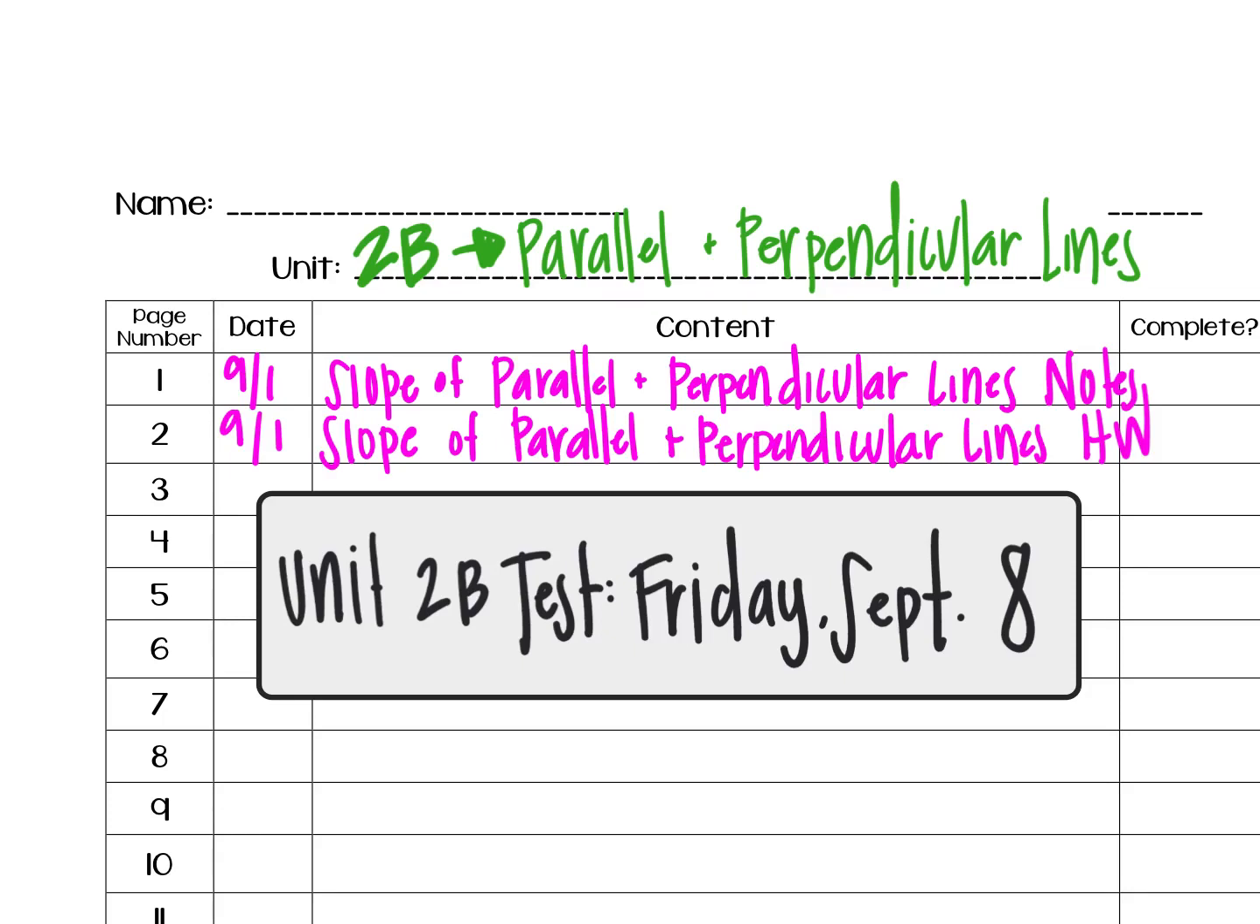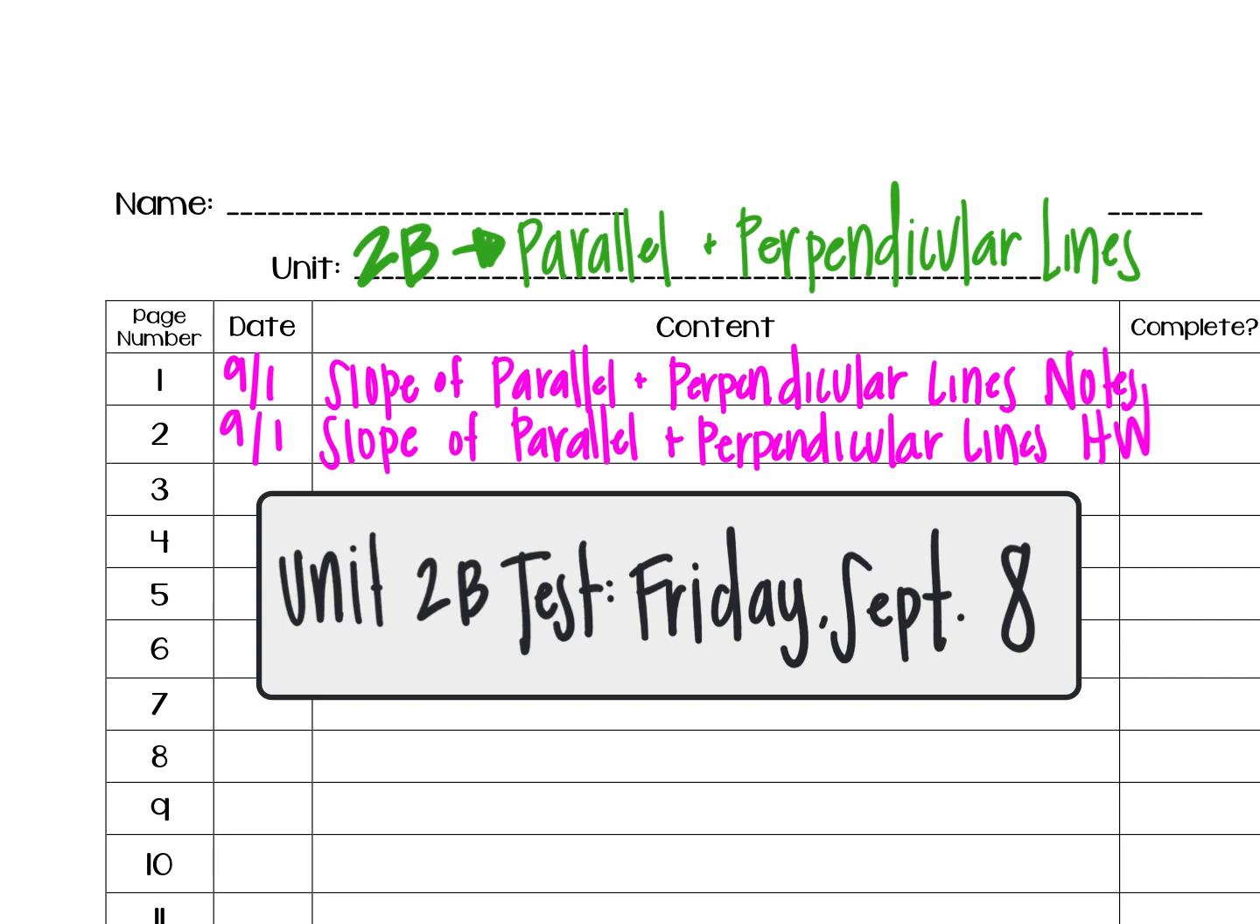Today we're going to be starting our Unit 2B, which is on the equations of parallel and perpendicular lines. And while it's fairly similar to Unit 2 that we just tested on, we wanted to separate out this unit just because it focuses more on graphically how you determine if lines are parallel and perpendicular. So over the next week we're going to be talking about how you determine if lines are parallel and perpendicular and how you write the equations of lines that are parallel or perpendicular.